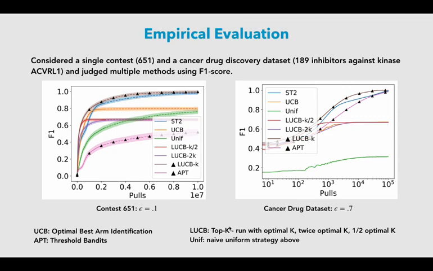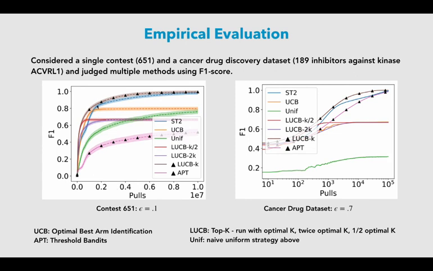So how well were other methods doing compared to ST-squared? So we compared several different options. The blue line is ST-squared. The green line is the naive uniform procedure. The yellow line is UCB, which is an algorithm for finding the best arm that's common in practice. And all these LUCB lines refer to a top K algorithm. We set K in both cases to be the true number of epsilon good arms that we knew. Finally, we also looked at APT, which is an algorithm for thresholds. And basically, as the number of pulls increase, we're plotting the F1 score over time for these various methods to see how well they're doing.